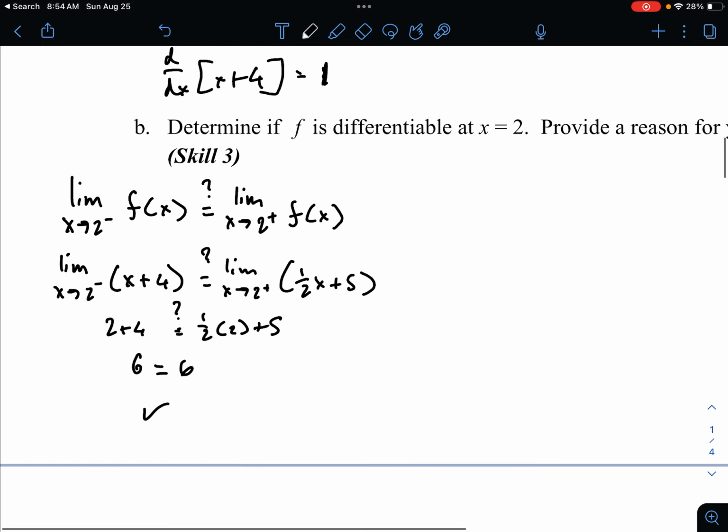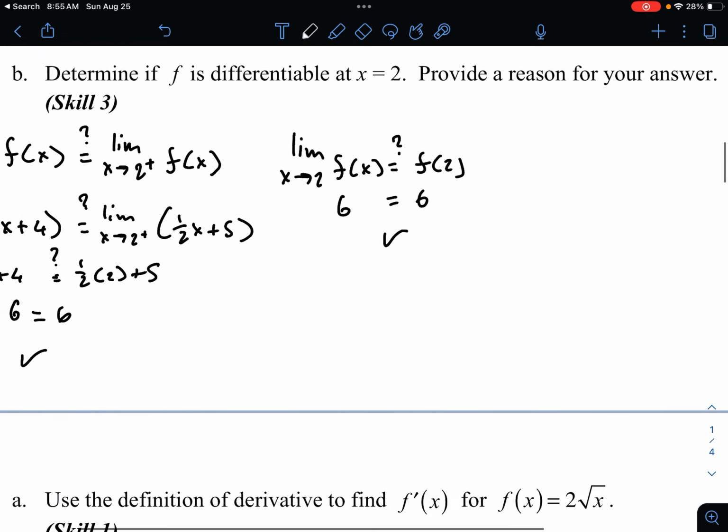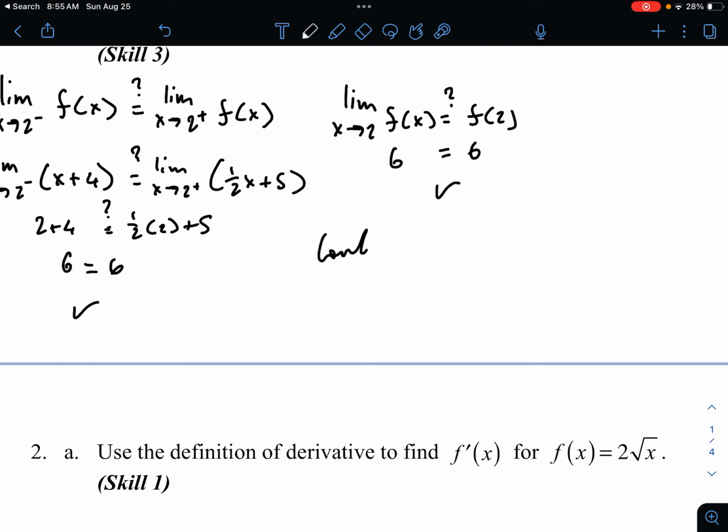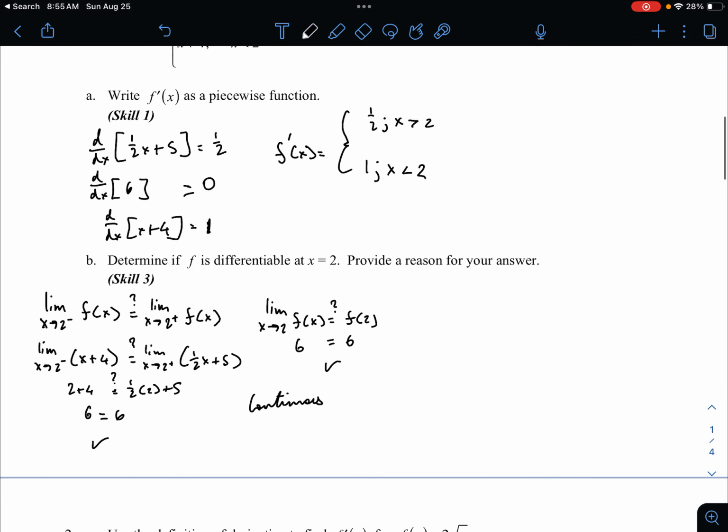Now let's just make sure, is the limit as x approaches 2 of f of x equal to f of 2? f of 2 is 6, and our limit as x approaches 2 is 6. So that's good too. So it's for sure continuous, but that doesn't mean it's differentiable. Because now you have to look at, what about the derivative graph, or the derivative function?